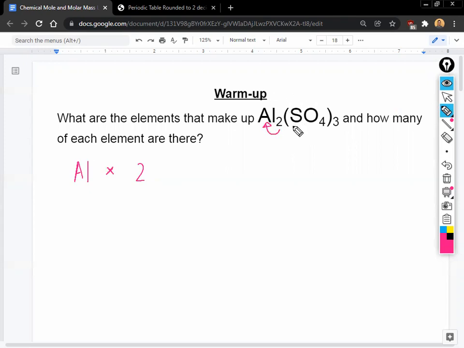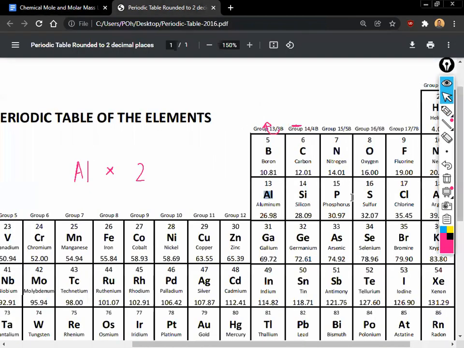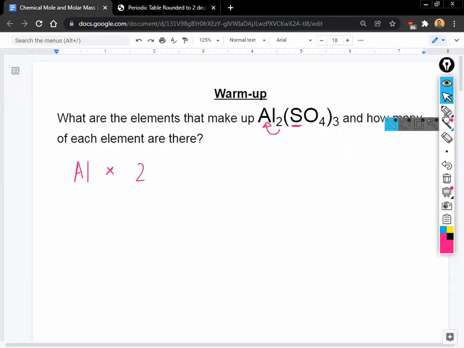The next element is S, which is sulfur, and we know that because of the capital letter. If we go to the periodic table, you'll see that the capital letter S is sulfur. So we're going to write sulfur. Inside the parentheses, how many S's are in the parentheses? 1, yeah, there's no number, so it's 1. But since there's a number 3 behind it, you multiply it by 3, the number on the outside. So there are going to be 3 sulfurs. Pretty simple.